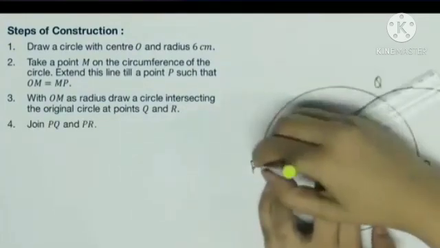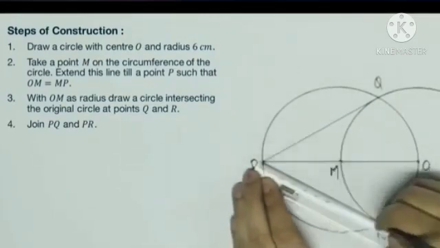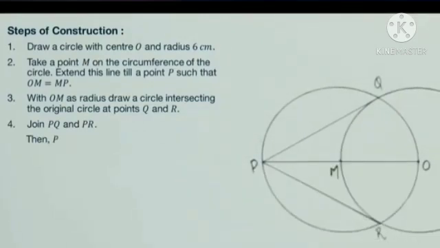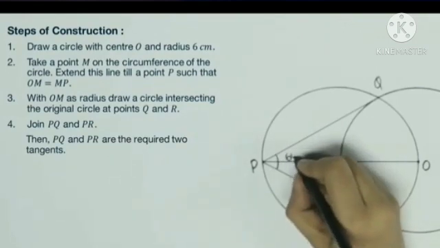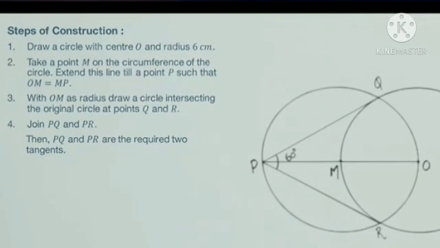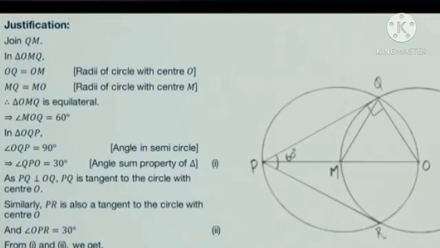Join PQ and PR. Then PQ and PR are the required two tangents which are inclined to the circle at 60 degrees. You should know the justification for each and every construction.